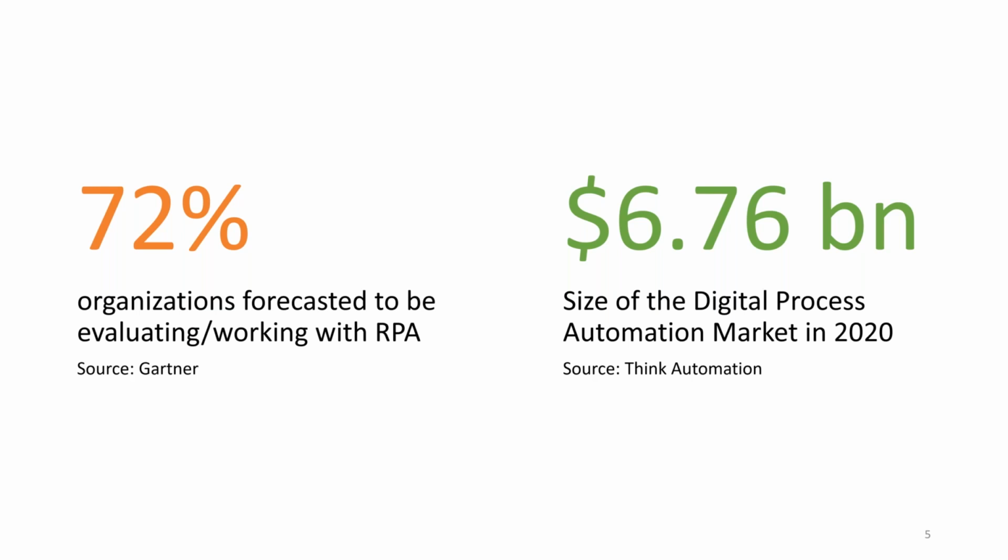And what we're seeing in the marketplace is that there's some pretty strong growth forecasted for both these different types of technology. There's a Gartner study out there that says that 72% of organizations that they've been surveying are going to be working with robotic process automation within the next year. And the digital process automation market, which is a little bit more mature, has really been growing like gangbusters, and is a huge market segment right now, about 6 and some change billion in size, predicted to rise to 12 billion by 2023, according to the consultancy Think Automation.